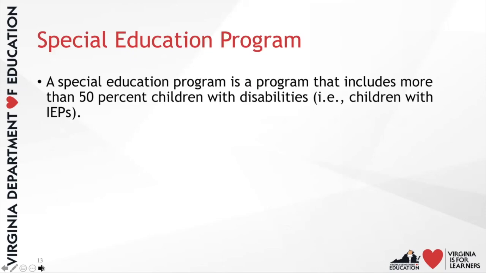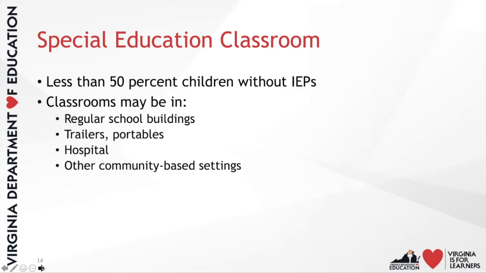Now that we've defined a regular early childhood program, I will now define a special education program. A special education program is a program that includes more than 50% children with IEPs. A special education classroom is defined as having less than 50% children without IEPs. In other words, the majority of the children in the classroom are children with disabilities. It is operated by the local school district and can include, but is not limited to, special education classrooms in regular school buildings, trailers, or portables outside regular school buildings. It can also include hospital settings or other community-based settings.